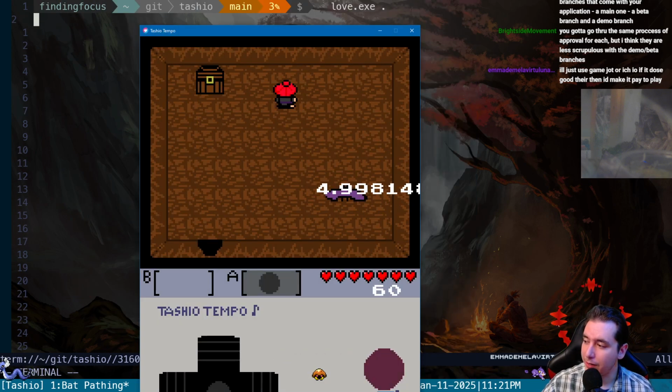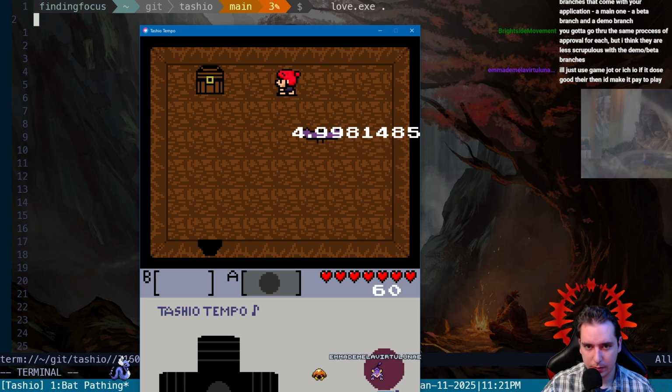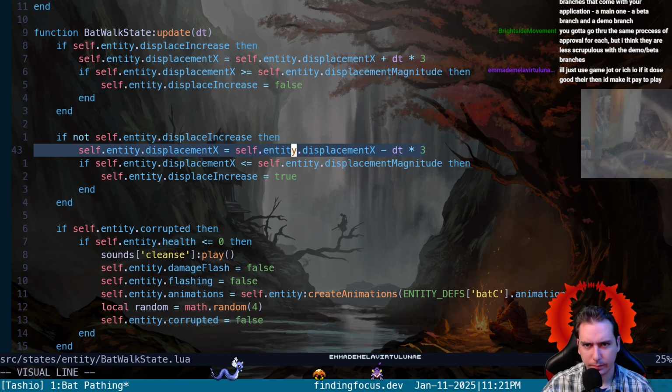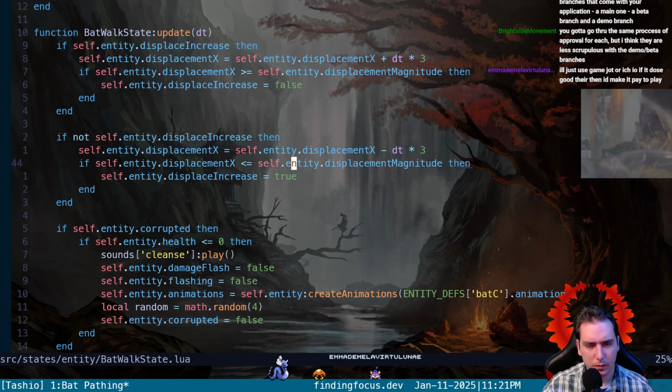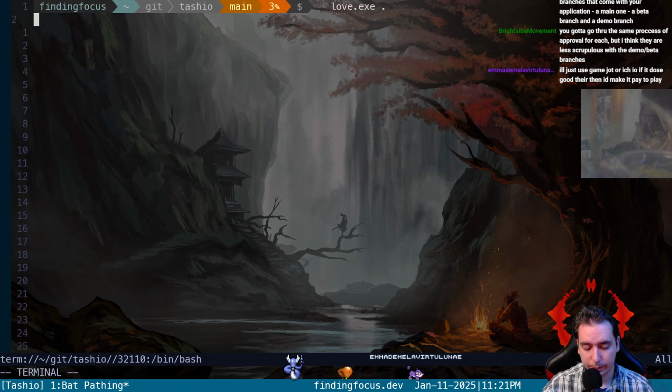Yeah, exactly. Itch is a good one I want to get to also. Why is the displacement X not working? Negative displacement magnitude.